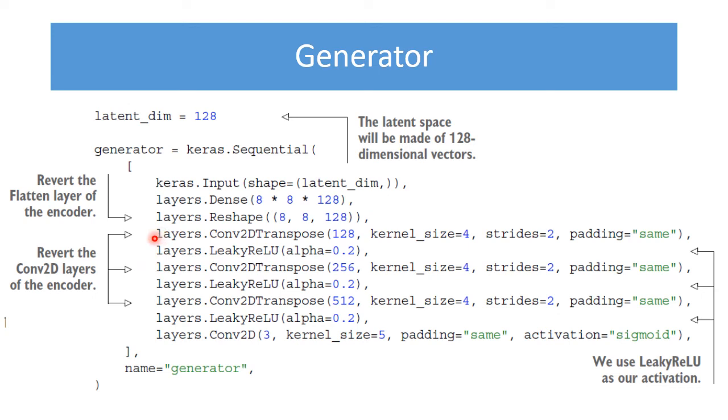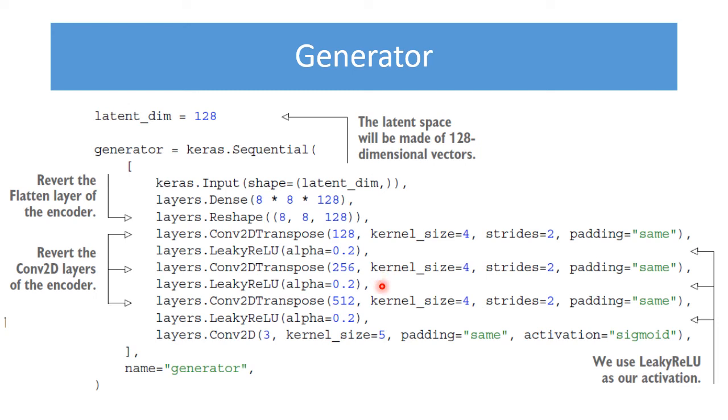Then we will use three convolution 2D transpose layers, which will upscale each feature map, doubling the width and the height of each feature map. It's like the reverse process of convolution 2D, so it's called convolution 2D transpose. After the first convolution 2D transpose, we will get a new feature map whose size is 16 by 16 by 128. And we use leaky ReLU as our activation function.